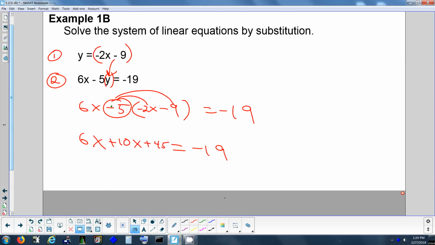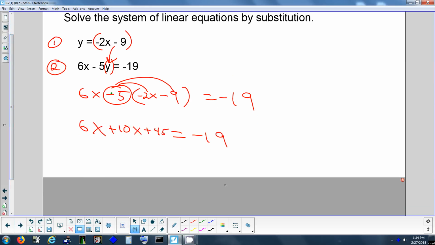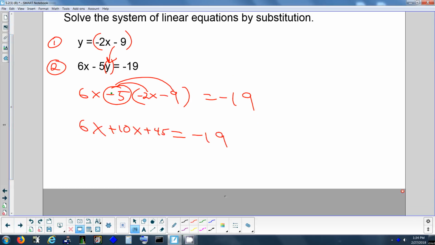After distribute, what was the next abbreviation we wrote? CLT, combine like terms. Are there any like terms? Yeah, 6x and 10x, so 16x. 16x plus 45 equals negative 19. And how'd you get 16? Because 6 plus 10 equals 16.